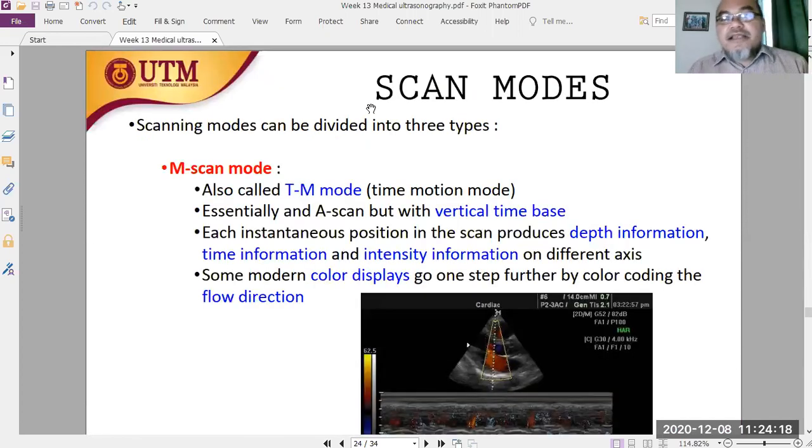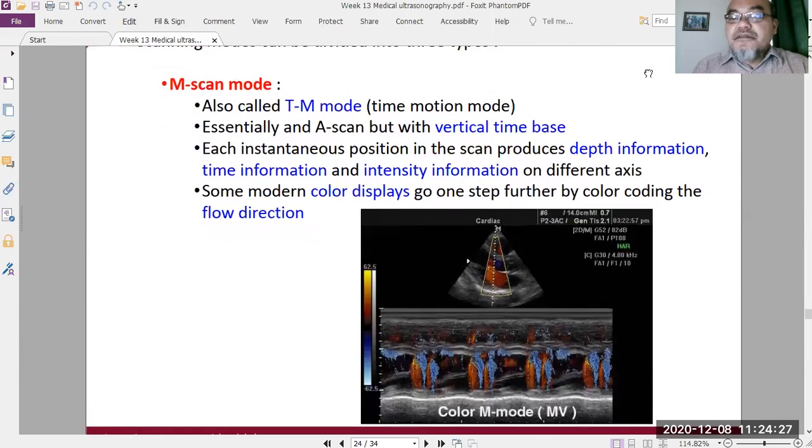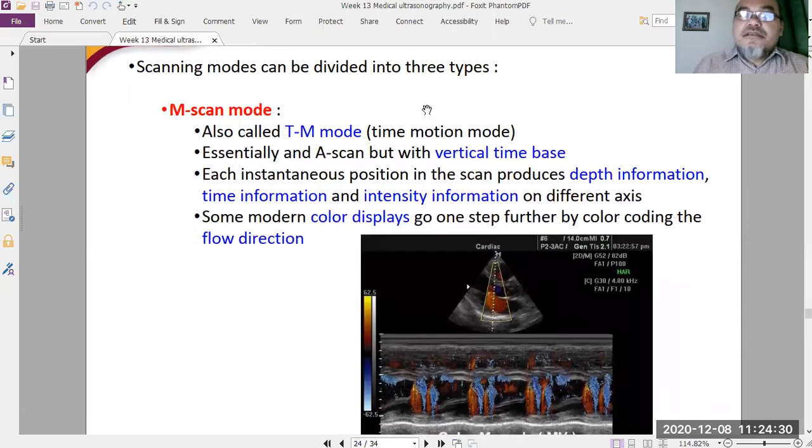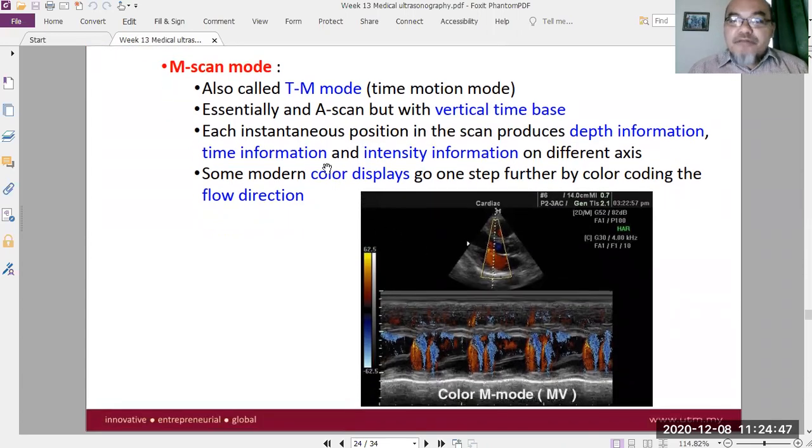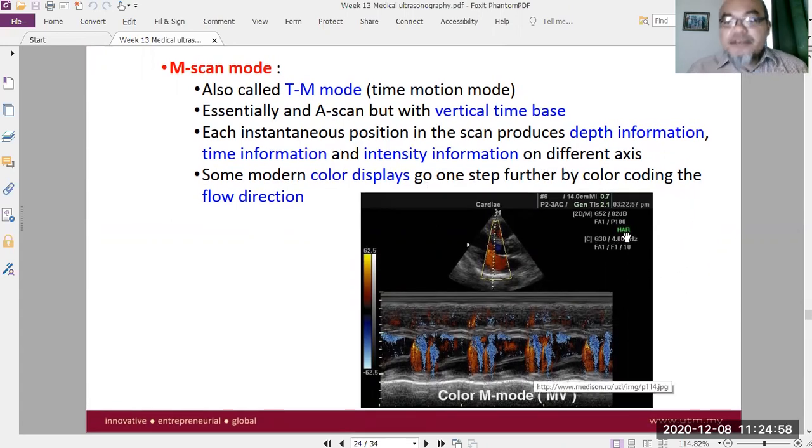Then we have known A scan mode, B scan mode, and this is the M scan mode. So this is what we have now with three-dimensional or four-dimensional imaging. It is TM mode, the time motion mode. It is an A scan mode, virtually depth-based, but with a vertical time base. Each instantaneous position in the scan produces depth information, time information, and intensity information on different axes. Some modern color displays go one step further by color coding the flow direction. So this is the M mode.